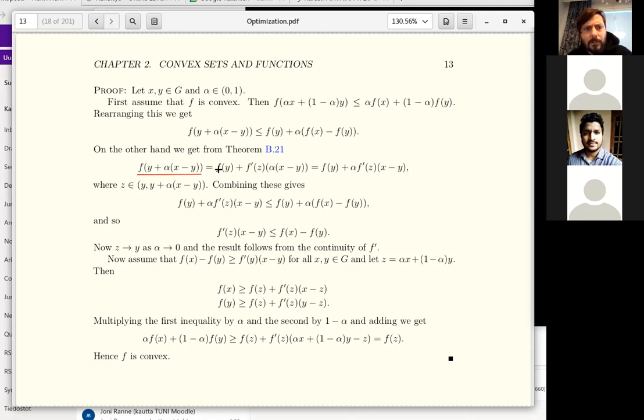Because of differentiability, it's the same as f at y plus the derivative at some point z between y and y plus alpha times x minus y, times alpha times x minus y. So this is the mean value theorem applied here. And because this is linear, we get this alpha outside as a coefficient.